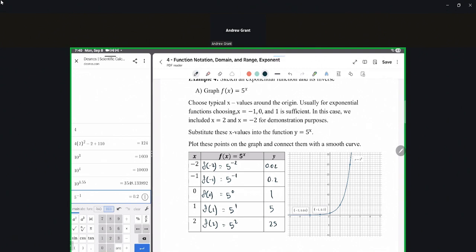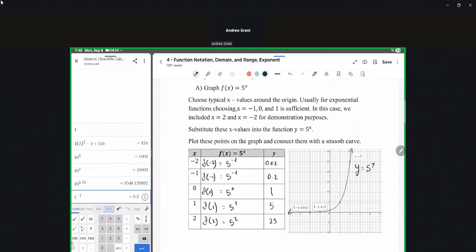So here, this blue curve that I've already graphed for us for time purposes is going to be the exponential curve, y is equal to 5 to the power of x. Exponential curves look like this. Previously, when you studied these, they are also called J curves. So if you hear the term J curve, that refers to an exponential curve.